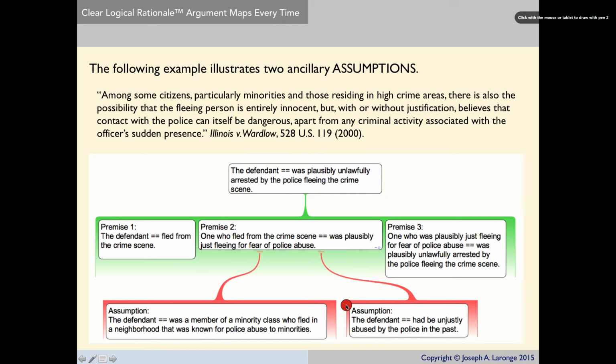Another assumption that might help support the truth of this statement is that the defendant had been unjustly abused by the police in the past. So that would lend some support that a person who fled from a crime scene was just fleeing for fear of police abuse. So this kind of demonstrates how you structure out assumptions separate from the inferentially linked premises, and that they're two different types of sentences within an argument.